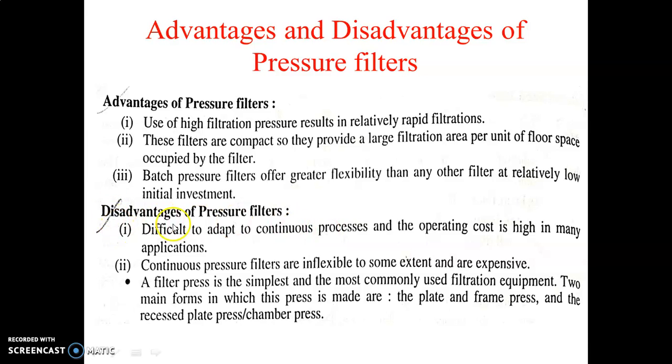Then there are some disadvantages of these pressure filters. The first one is that it is difficult to adopt a continuous process, and the operating cost is high in many applications. If we use this pressure filter as a batch filter, it is not possible to operate that process continuously. Continuous means filtration is carried out continuously. And the operating cost is high because this filtration requires higher labor.